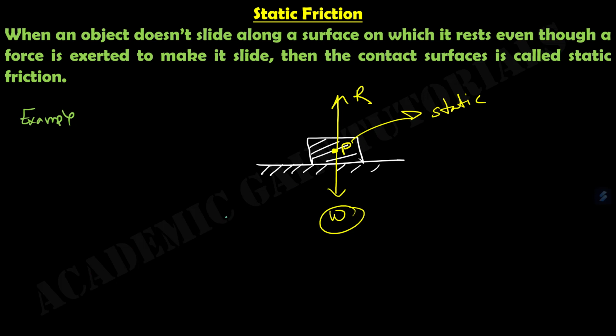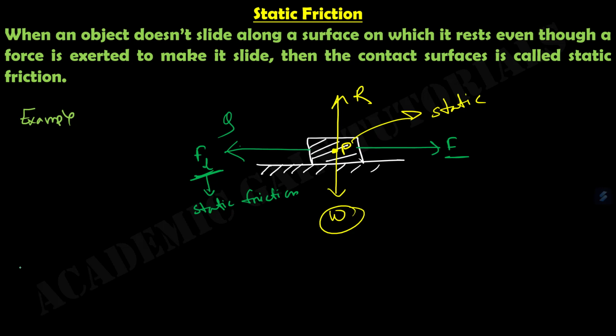Now, if a force F is applied on the block parallel to the surface of the table, and the block doesn't move, then we understand that an equal but opposite force acts on the block. So if I apply a force to move this block and the block doesn't move, then we can say an opposite force, which we represent as F of L, acts in the opposite direction of this force F. This opposite force is known as static friction.